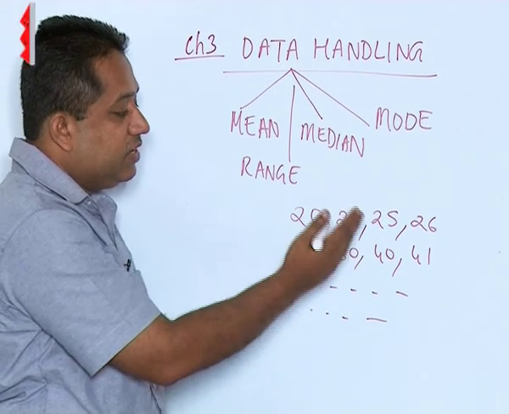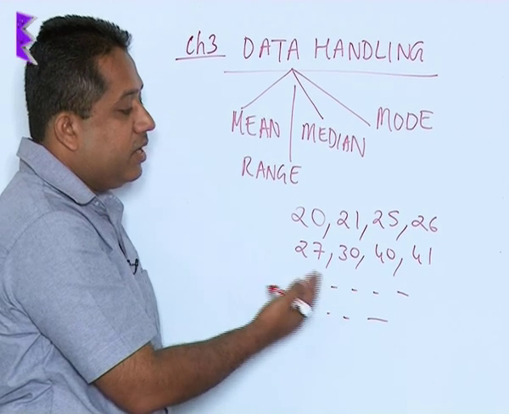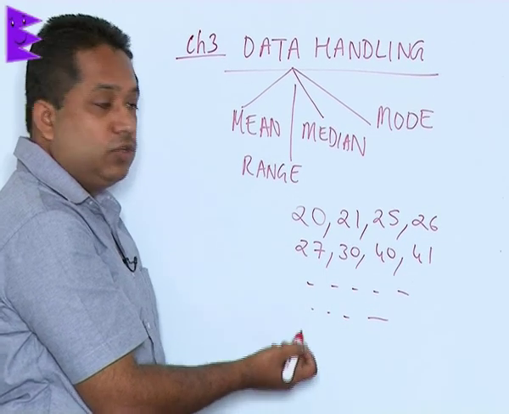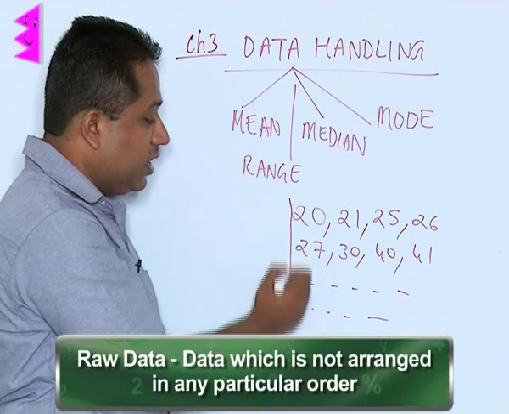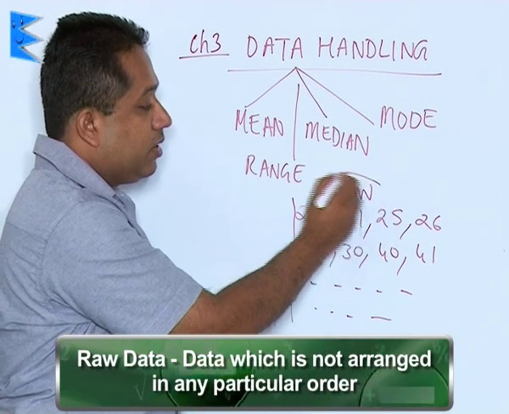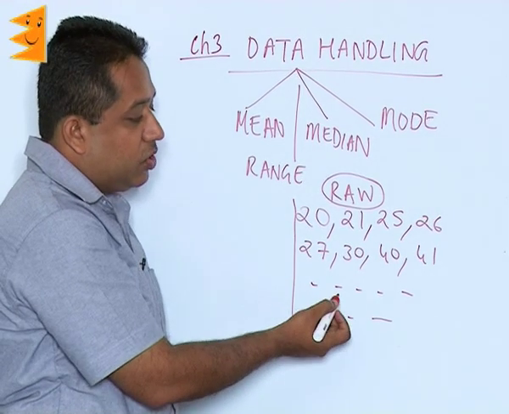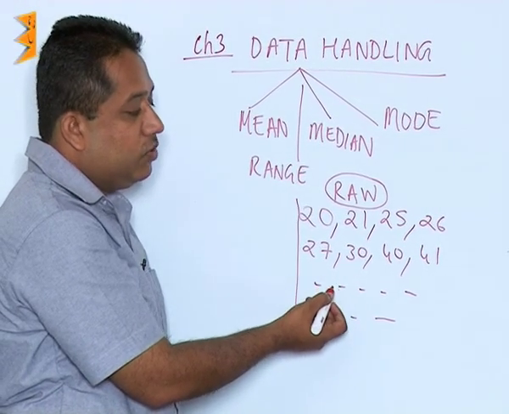Now, if you look at this data, it is not arranged in any particular order. These are all random numbers, these are random marks. So, such type of data which is not arranged in any particular order is called raw data. So, we will have to take this raw data and make it into grouped data.